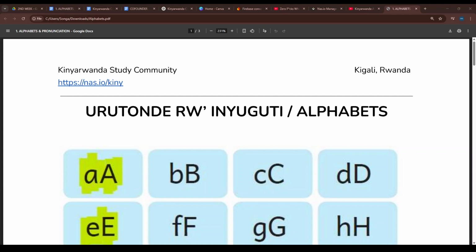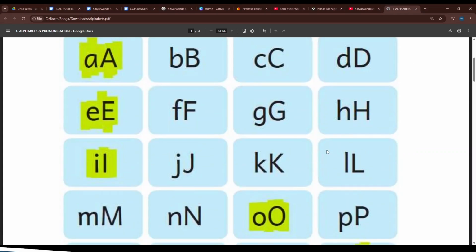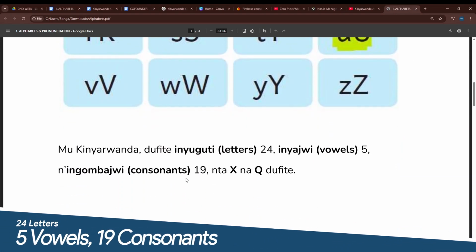In Kinyarwanda, we have 24 letters, which we call Inyuguti. Inyuguti is letters in Kinyarwanda. And among those 24, we have 5 vowels, which we call Inyajwi, and you have another 19, which we call Ingombajwi, which are consonants, and Inyajwi, which are vowels. They form Kinyarwanda alphabets or letters, which we call Inyuguti.